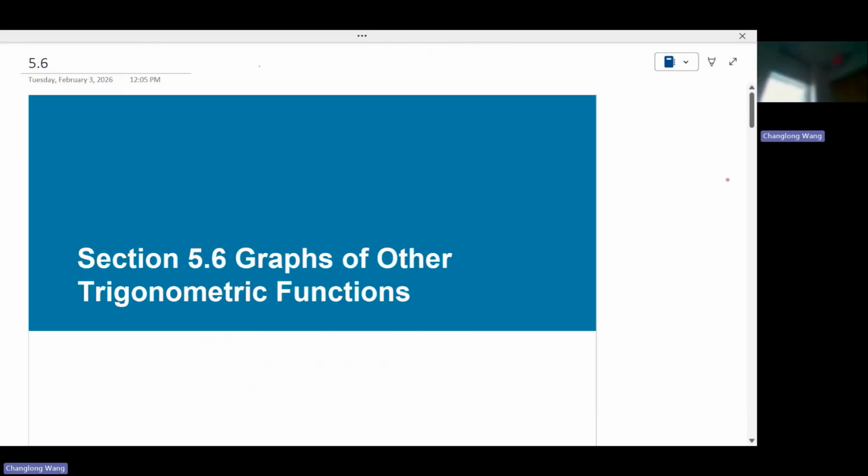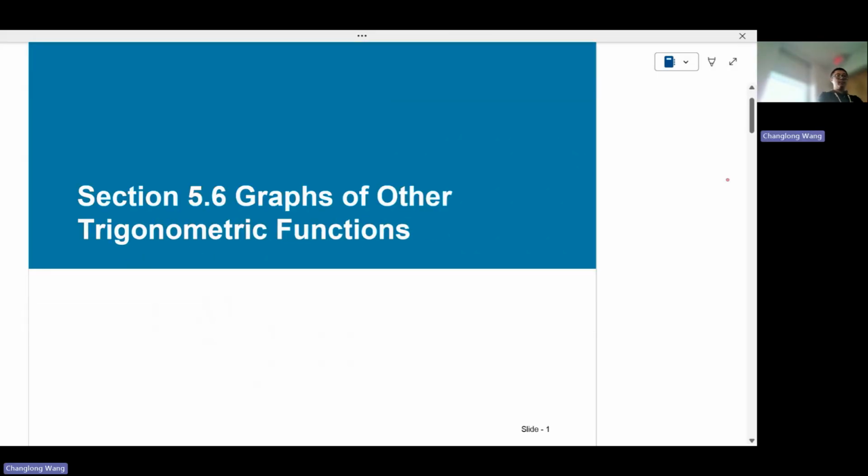5.6. All right, so we're talking about the graph of other trig functions. So let's take this moment to remind ourselves the 4 remaining ones, which are tangent, right, and cotangent, secant, and cosecant. How are they related to the sine and cosine? Can anyone remind us?